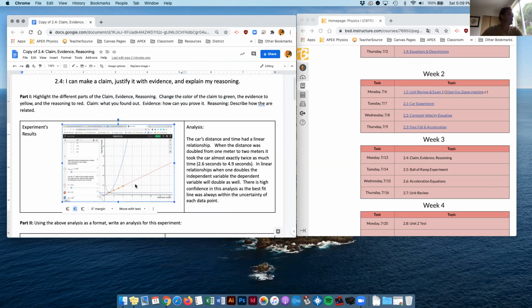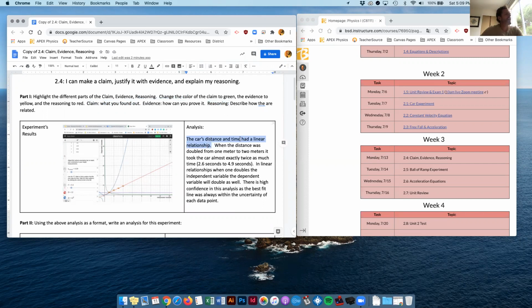So let's say this was your graph from the constant velocity car experiment. Okay, so the first thing that I'm going to do is I'm going to say, oh, look at this. This right here, the car's distance and time had a linear relationship. So I just talked about the relationship. That right there is the claim. Okay, so what you're going to do in this first one is you're going to mark that green.